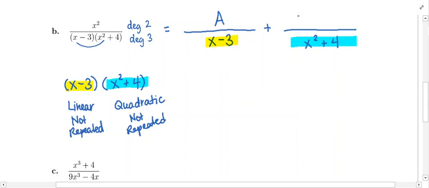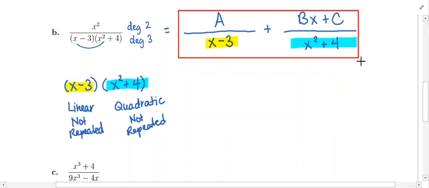So we're going to have to use different coefficients. You don't want to use a here, so we're going to put bx plus c. That's it. It's set up. That's your answer. Okay, let's move on to part C.